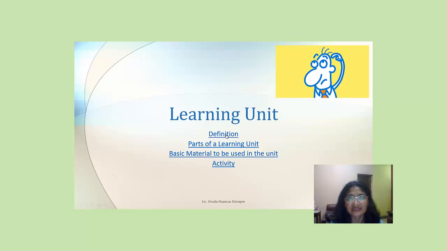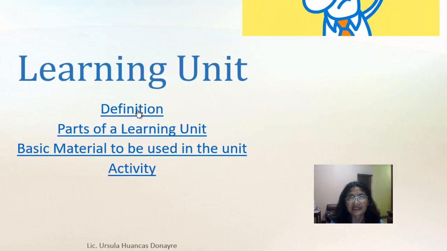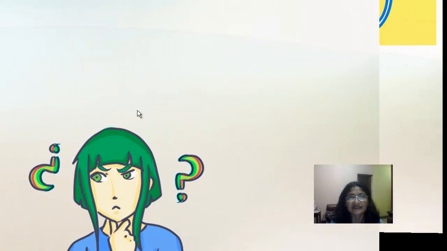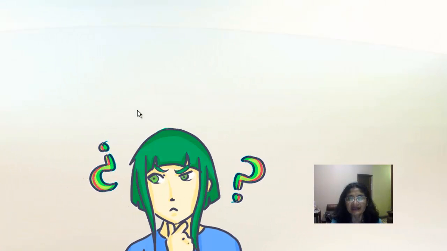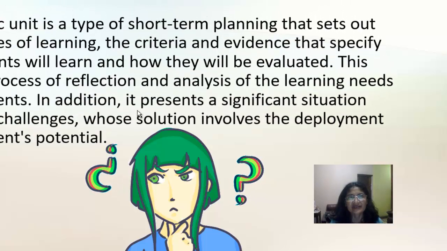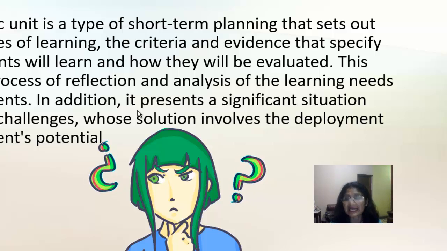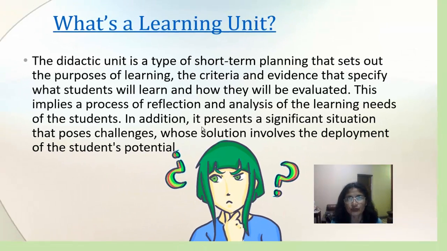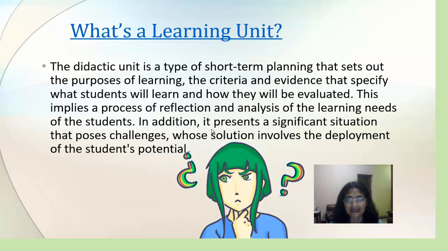Okay, so let's go to the definition first. All right. So here it says, what is a learning unit? Okay, what exactly it is. So it's a didactic unit. It is a type of short-term planning, and remember this, short-term planning. Okay, it's for a month or a month and a half, maximum 2 months, but no more.